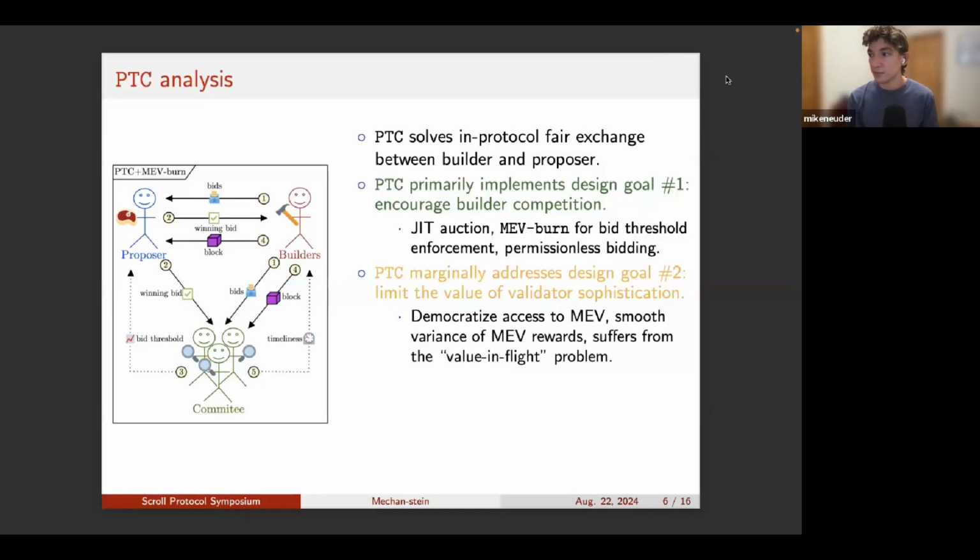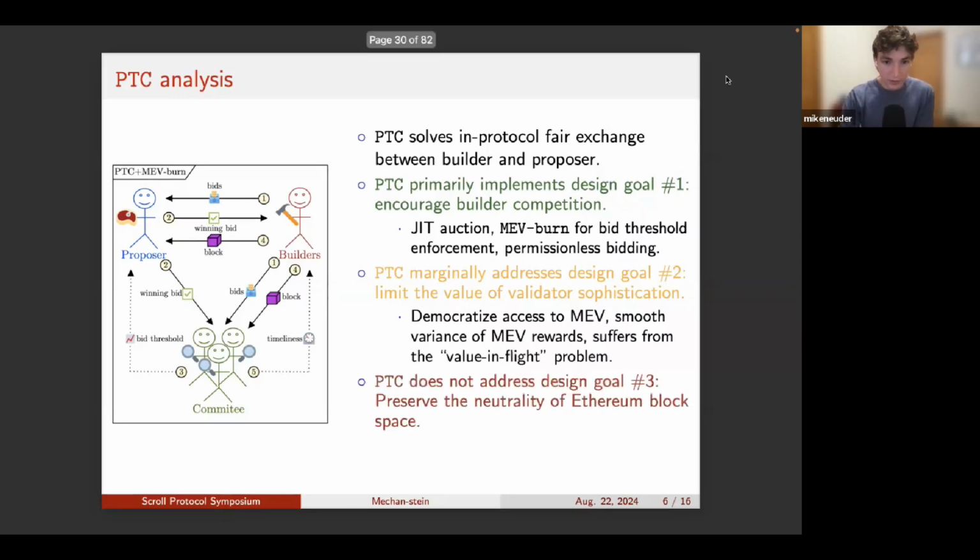And this means it's very difficult to actually be a fair auctioneer here, because you as an auctioneer are trying to maximize your own revenue, and maximizing your revenue might involve sophisticated low latency relationships or just co-locating directly with the builders. So the main issue against PTC reducing the validator sophistication is just this value in flight problem, as I see it.